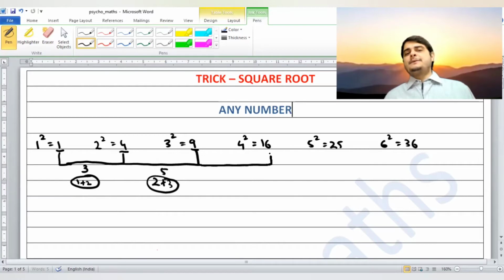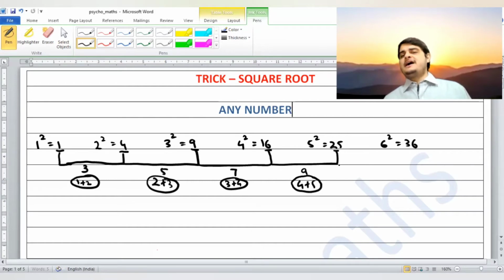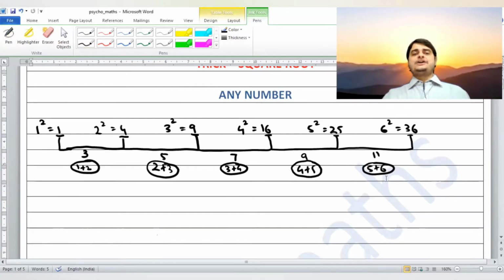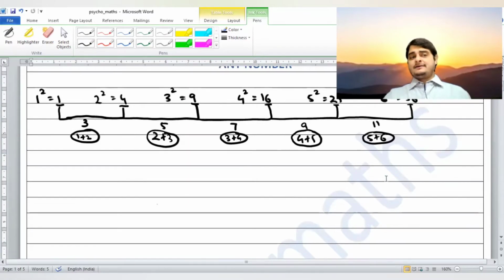Similarly, the difference between the square of 3 and 4 is 7, which is nothing but the sum of the numbers itself. Similarly, check it. Difference is 9, which is the sum of 4 and 5. Further check, the difference is 11. The sum is of 5 and 6. Okay, so now we will be using this logic behind our trick.